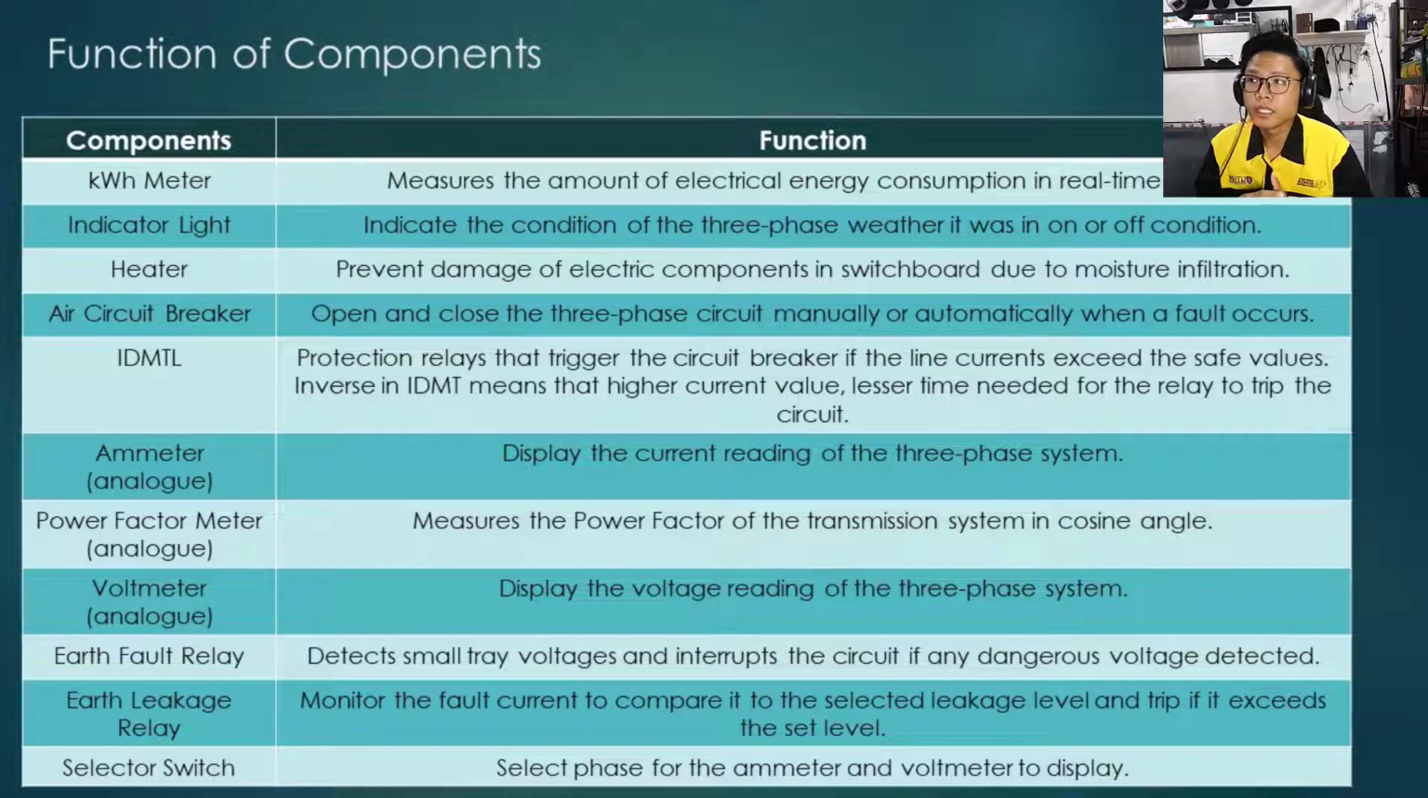And now I will explain in detail the function of components in MSB. So the first one is the kilowatt hour meter. For kilowatt hour meter, the function is to measure the amount of electrical energy consumption in real time, which is in kilowatt hour. And then the indicator light. The indicator light is to indicate the condition of the three-phase wire, which is the red, yellow, blue, whether it was in on or off condition. This goes with both incoming and outgoing.